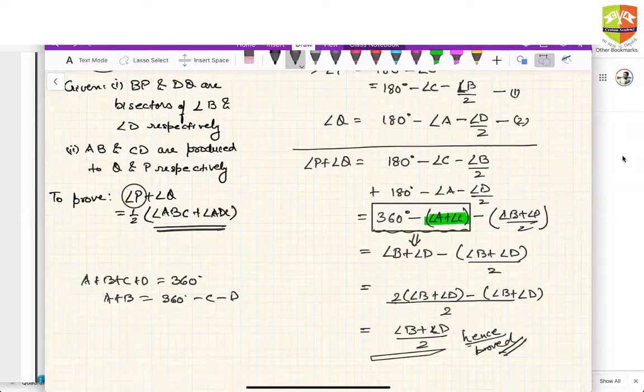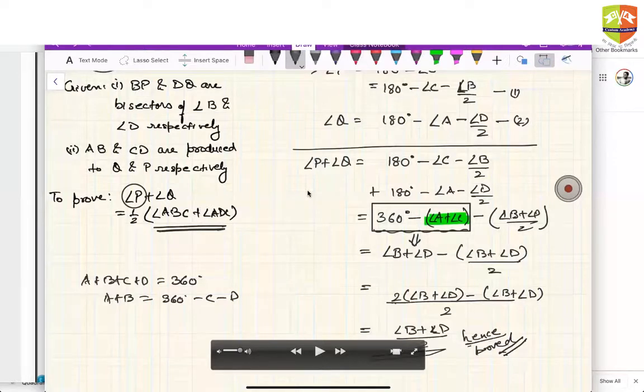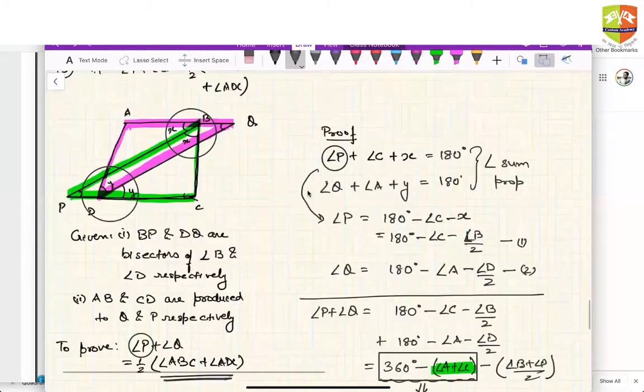I hope you all understood how to solve such kind of problems. Now the question is, sir, can we consider PDQB as a parallelogram? For a parallelogram, guys, you must have PB parallel to DQ. There is no information regarding whether they are parallel or not. So we can't do that. Don't assume things unless there is enough information to prove what you are assuming.